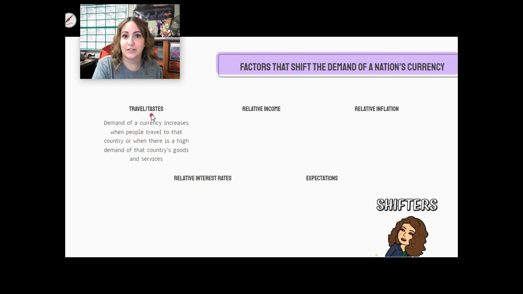Or maybe it's a taste change. Maybe all of a sudden things from South Korea are really, really popular, and so people want to buy a whole bunch of stuff there. Or maybe things from France are very in right now, and so people are going to need euros if they want to buy all these French things.